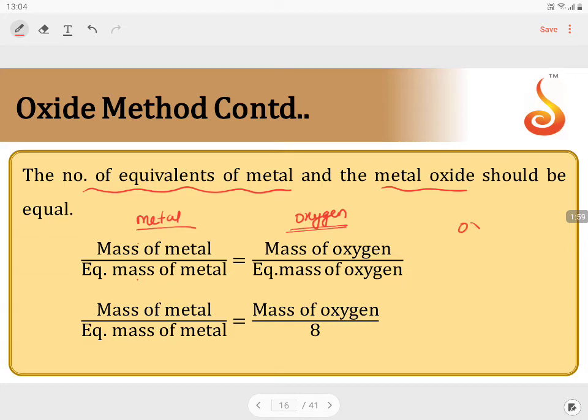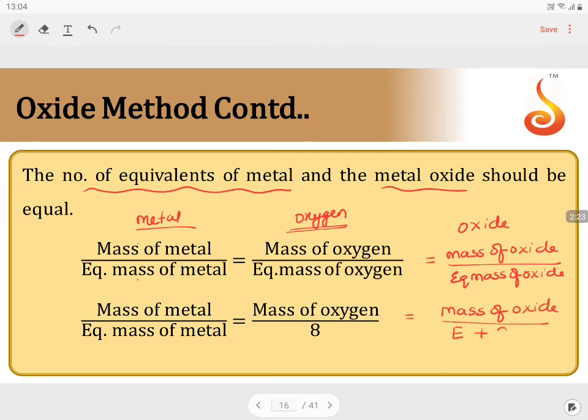Even if you want to write with respect to the oxide, we can say mass of oxide by equivalent mass of oxide, which can be written as mass of oxide by equivalent mass of the metal plus 8. So this is your final formula that can be used for the oxide method.